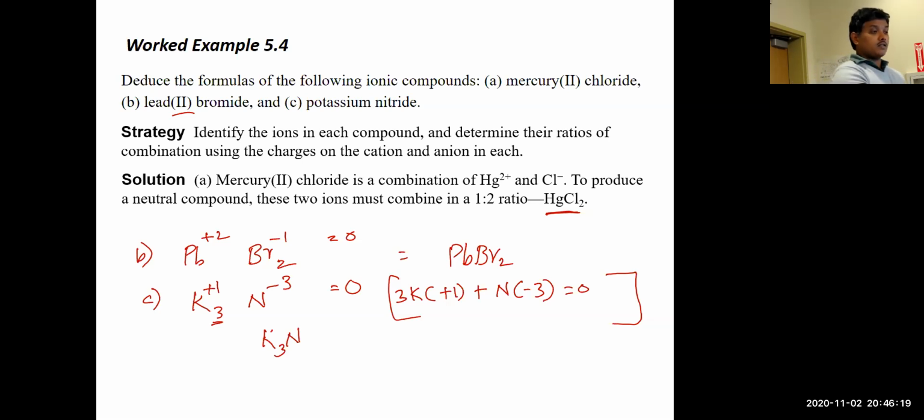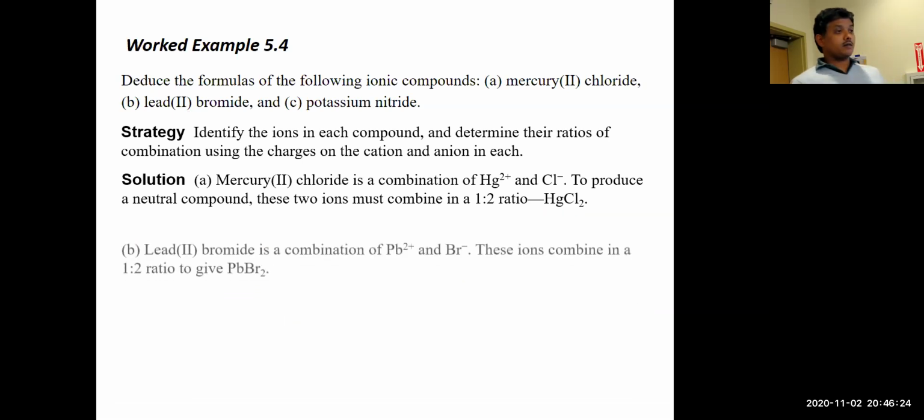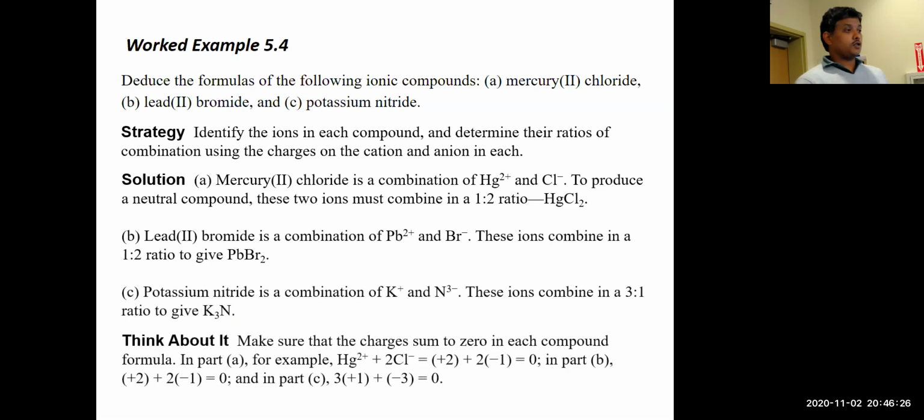Okay, going to erase the ink and show you what I got here. So we could compare PbBr2 and K3N. That's all from this part. I'll see you again in the next part.